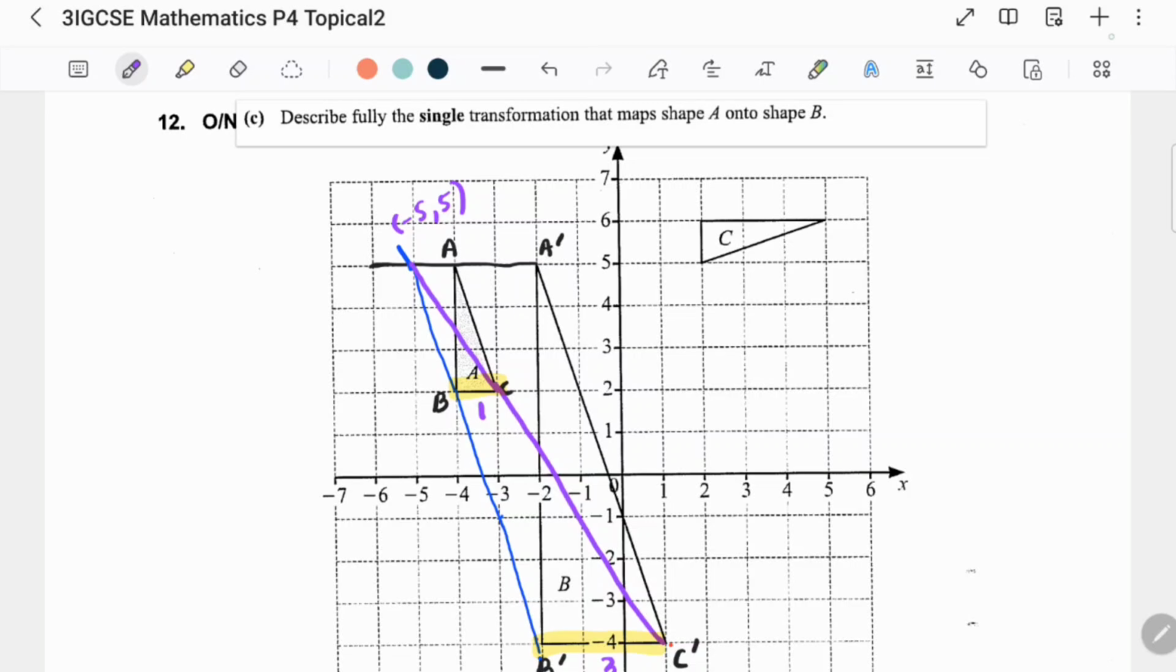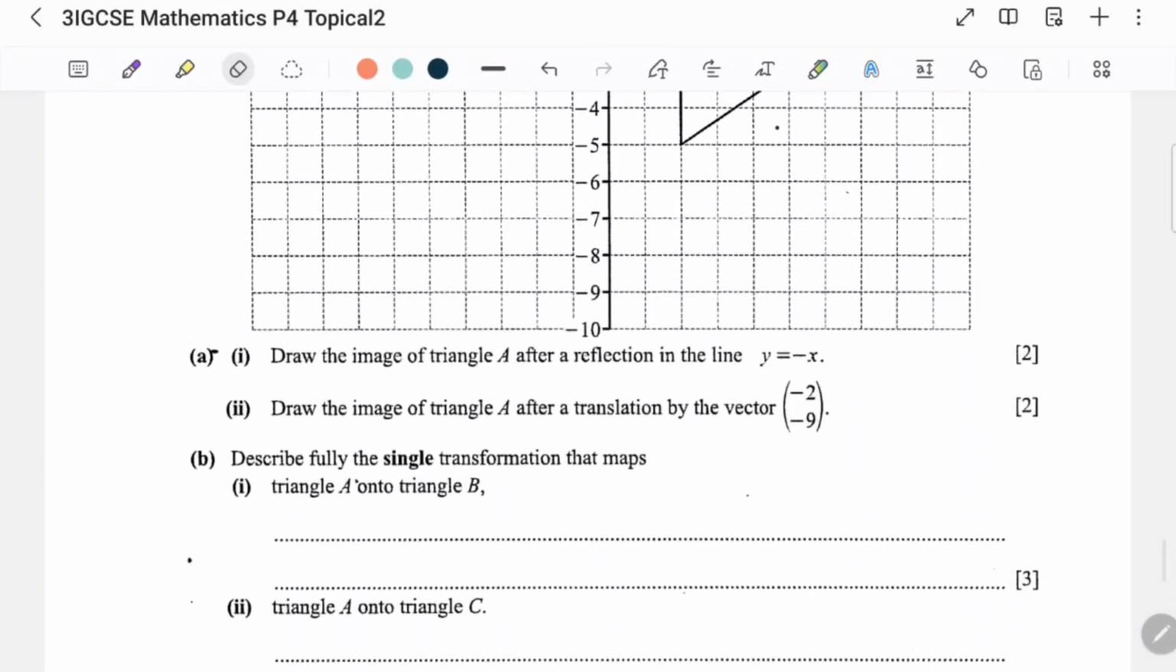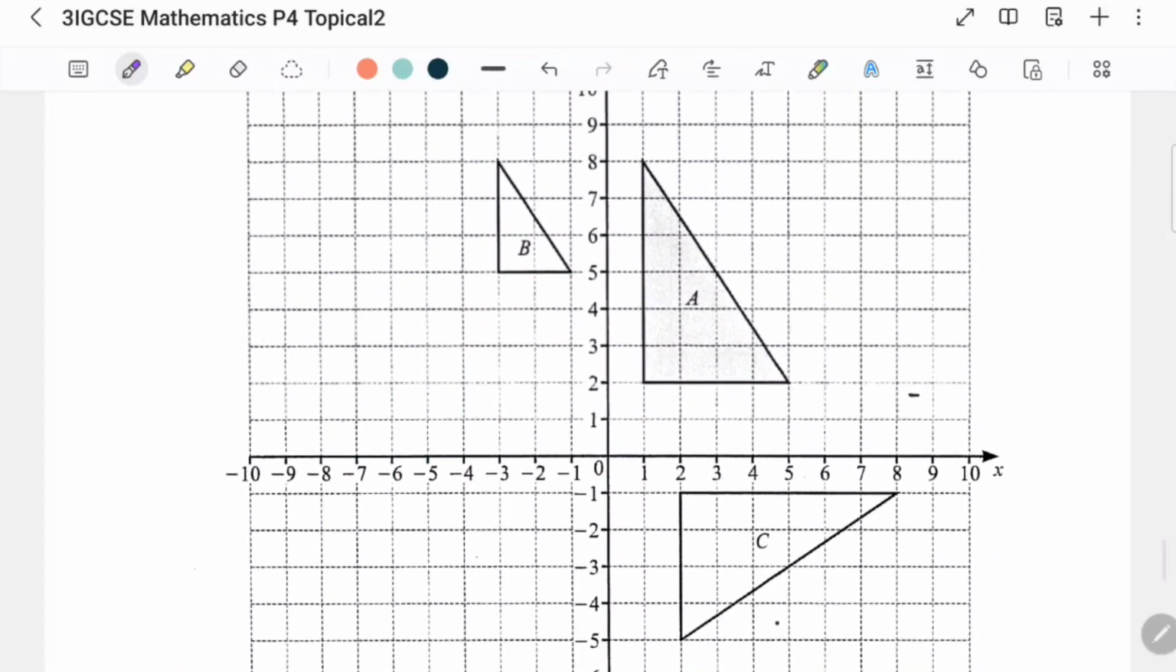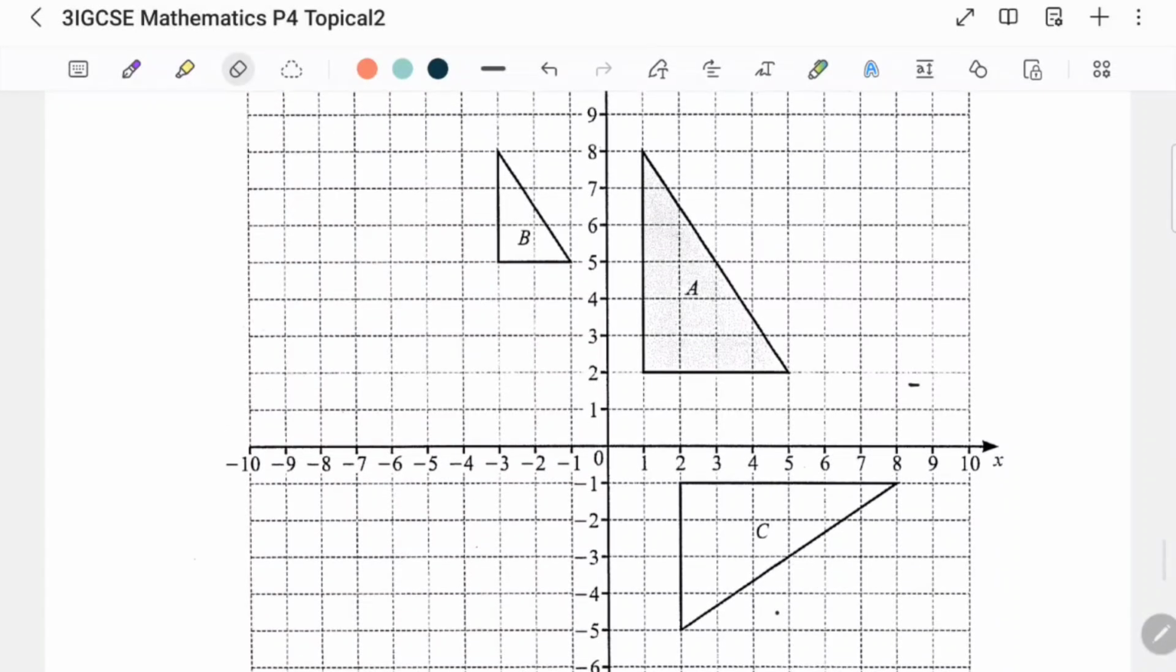So let's do another question. Now this is May June 2020 paper 4-3 question number 2, and we are doing this B part. Describe fully the single transformation that maps A onto B. This time, your image is becoming smaller. Last time in the question the image was bigger and we got the scale factor 3. This time the image is smaller. So we are describing the smaller image. Let's see. Just join the corresponding points first, name it, and then join.